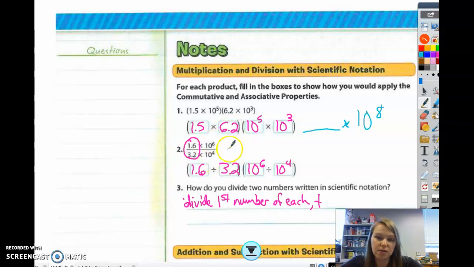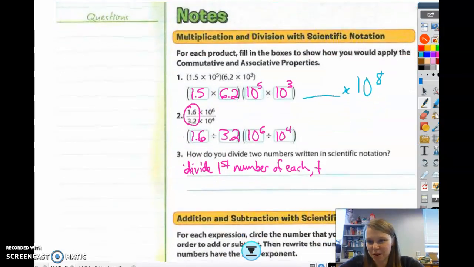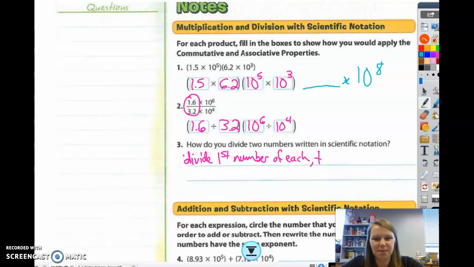So all you would have to do is in your calculator type in 1.5 times 6.2, and that would go here. I'm going to guess it's like 8 something, I don't know. It doesn't ask us to solve it, so I'm not going to right now, but you certainly can.